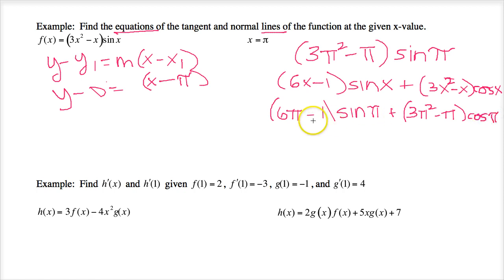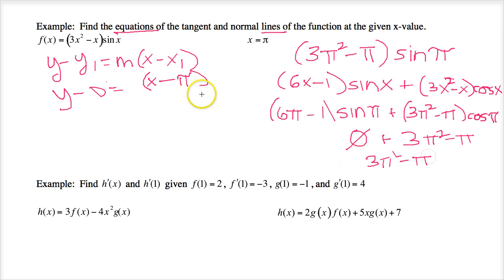Alright, now let's simplify this out. If you remember from the last thing that we did, sine pi is 0. So 6 pi minus 1 times 0, this whole thing just becomes 0. However, on this one, cosine pi is actually 1. So 3 pi squared minus pi, that just stays as it is. Times 1 is just 3 pi squared minus pi. So the slope at pi of this function is 3 pi squared minus pi. So that is the slope.